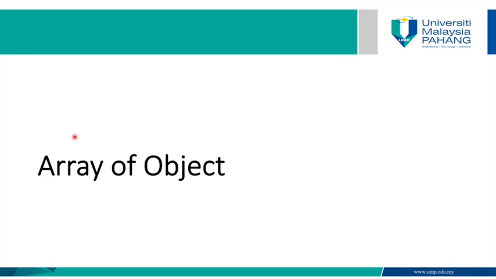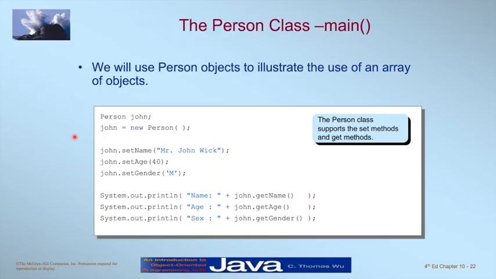Okay, so now let's take a look at the example for array of objects. We will use the person object to illustrate the use of an array of objects. Okay, the person class supports the set methods and get methods. So we have the person class here, and then we declare the person John. We set the name and set the age and set gender.